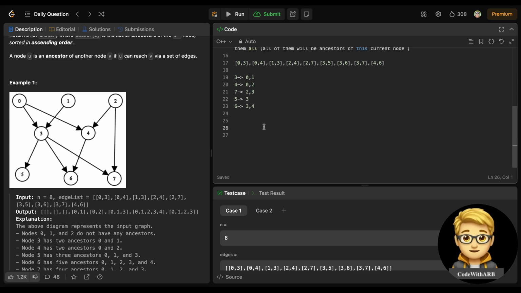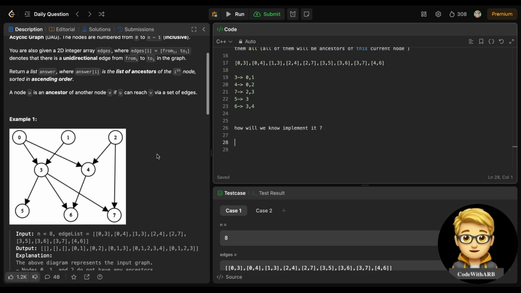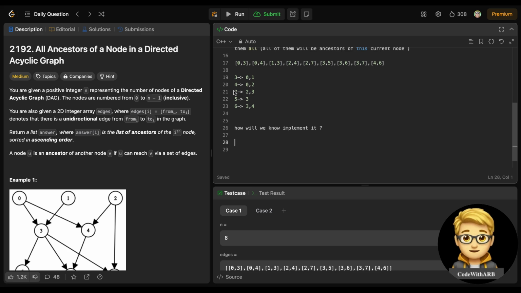But how will we implement this? We know that I need to iterate over all of the nodes, for each node find which parents it has, accumulate all of them and store them in a vector for this particular current node. Basically the question is how we'll implement it. This is a very logical thing: for each node you move to its parents, then to its parents' parents, store all of them as ancestors of 7, and return that for each node. But how we implement it, that's the main thing.